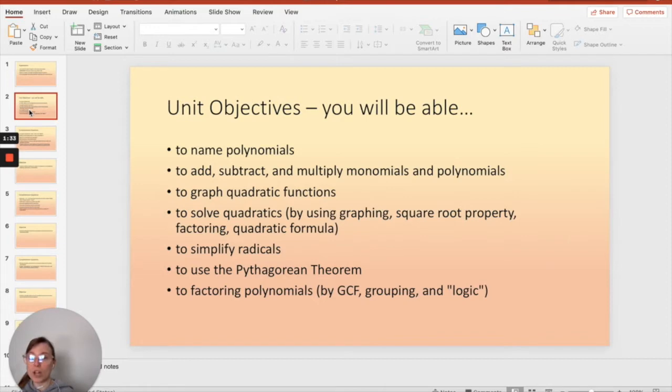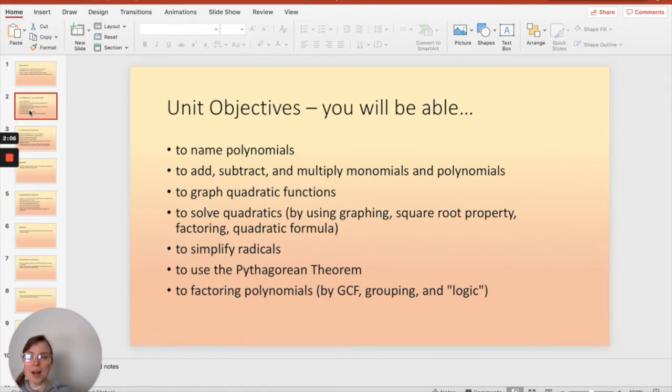Simplifying radicals, which helps us use the Pythagorean theorem. That gets you ready for geometry next year, as well as just recognizing how we can use that with quadratics, because the square root is the inverse of a square function. And then we're also going to factor polynomials, which helps us with solving. So it's kind of actually before solving, but I put it at the bottom just because there's multiple ways we can factor polynomials and break them down to then help us solve. So lots of objectives. Today's is just naming polynomials.